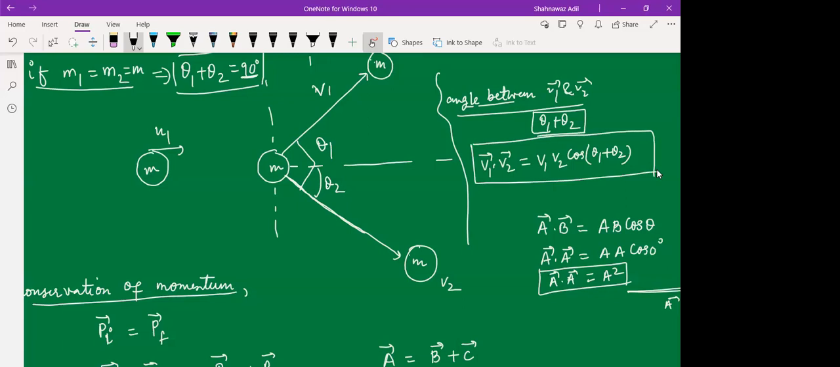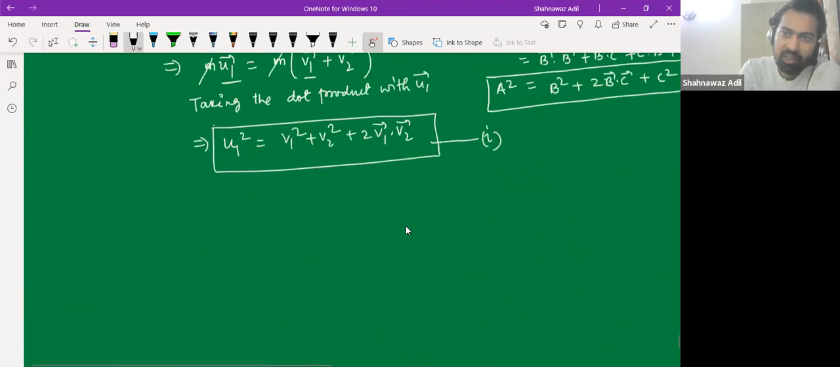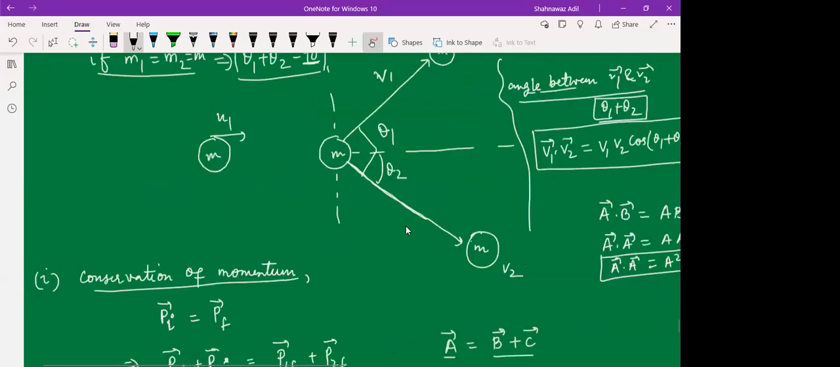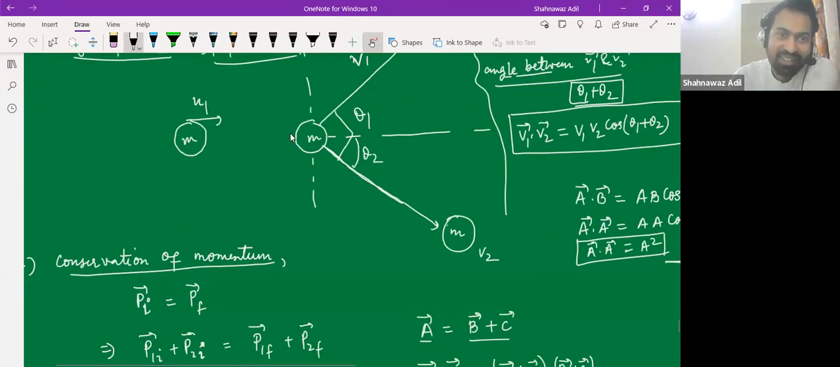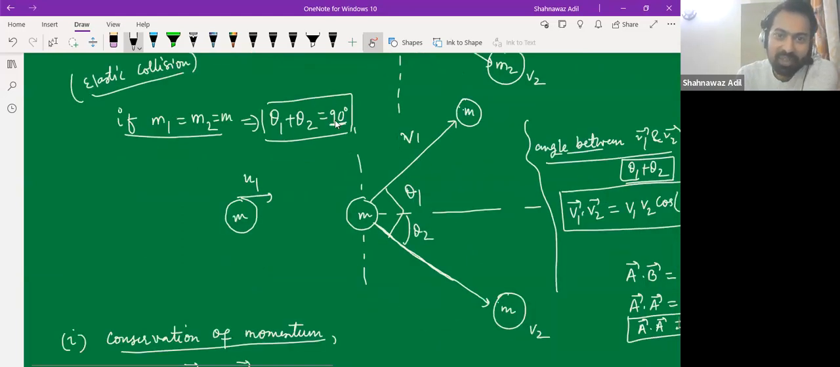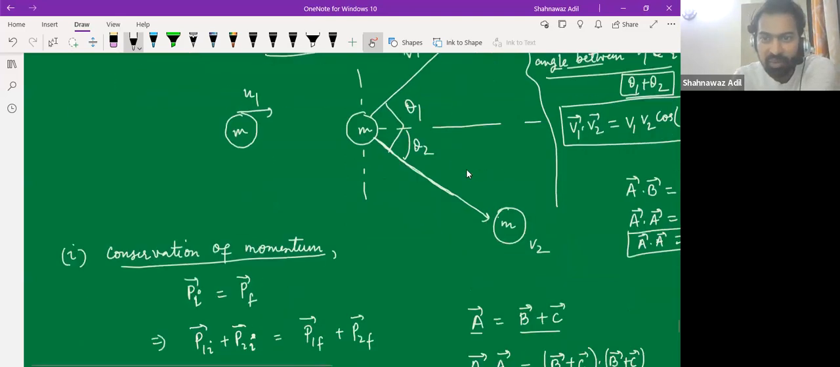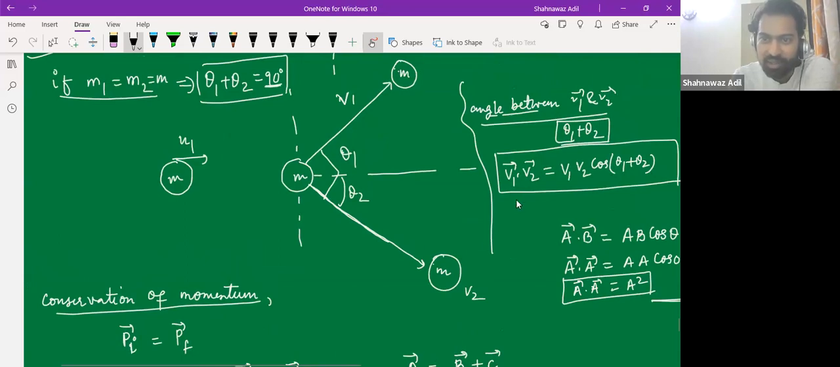Okay, so now let us use this relation. Theta 1 plus theta 2 is 90, that we have to prove, right? Whenever the colliding masses are equal, then after collision they will go in perpendicular directions. So that we have to prove. We don't know what theta 1 plus theta 2 is, but we have to prove that it is 90.